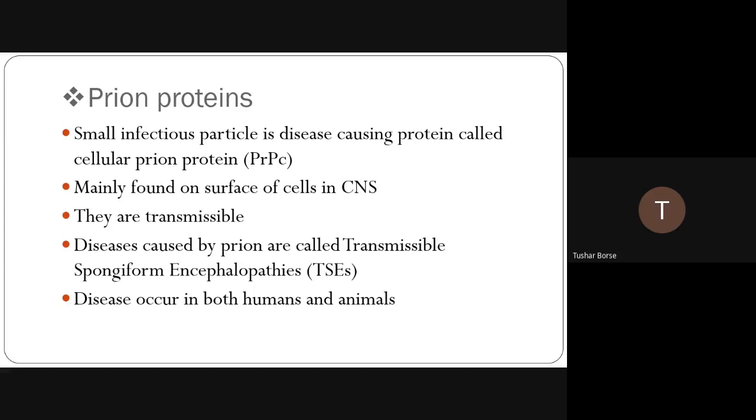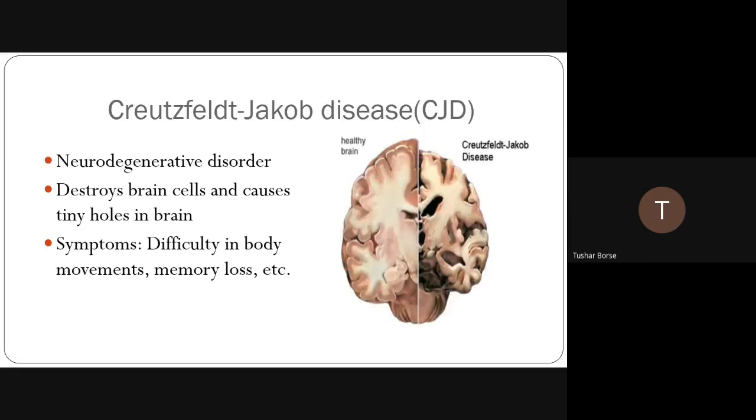They mainly cause brain-related or spinal cord-related diseases. The prion protein has 40% extra beta sheets, which makes it protease resistant. The disease occurs in both humans and animals. One prion disease is Creutzfeldt-Jakob disease, CJD, a neurodegenerative disease.